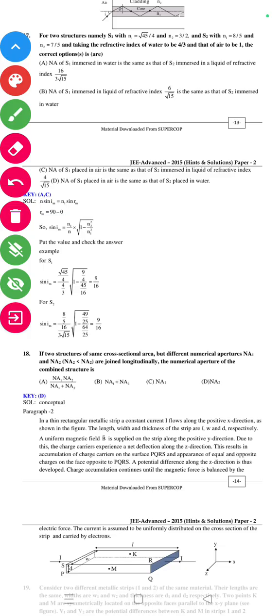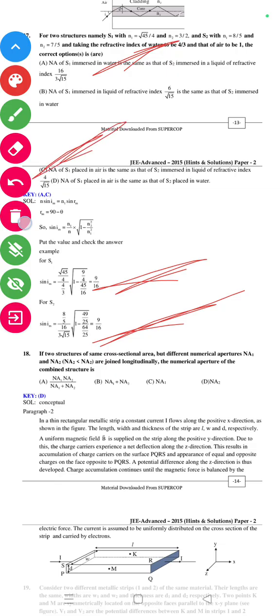Put the values and check the answer. For example, for F1, sin i_m is equal to root over 45 by 4, divided by 4 by 3, into root over 1 minus 9 by 4 by 45 by 16, that is 9 by 16. For F2, sin i_m is equal to 8 by 5 by root over 15 by 3 root 5, into root over 1 minus 49 by 25 by 54 by 25, which is equal to 9 by 16. So the answer is option A, that is NA of F1 immersed in the liquid is the same as that of F2 immersed in the liquid of refractive index 16 by 3 root 15, and then option C: NA of F1 placed in air is the same as that of F2 immersed in the liquid of refractive index 4 by root 15.